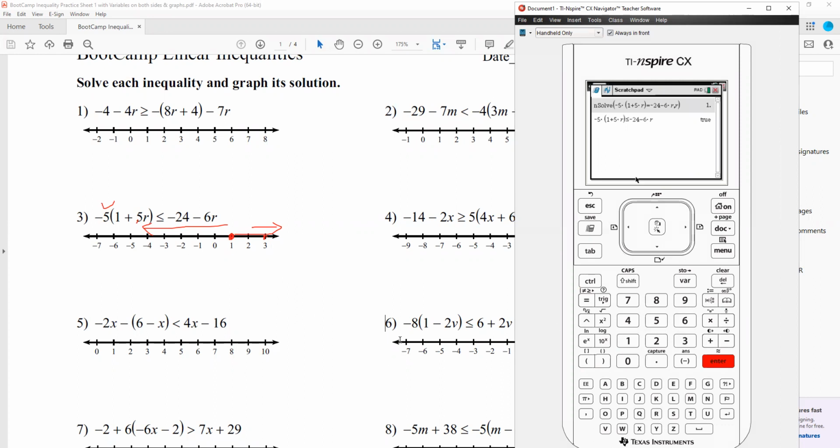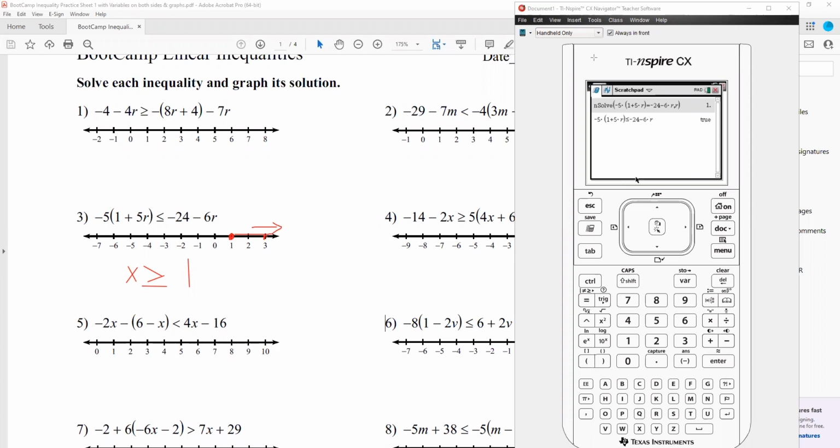So that means, if I can clean this up a little bit, that it's going to the right. And where's my pencil? I need a pencil. Here. So what I'm going to do is it's going to be x is greater than or equal to 1. That would be the solution.